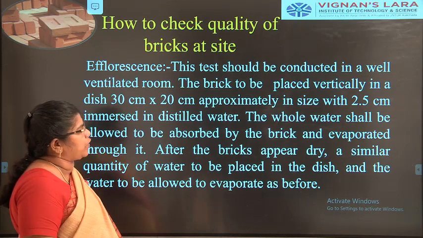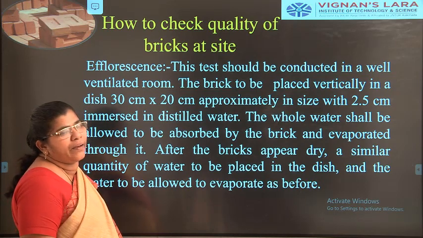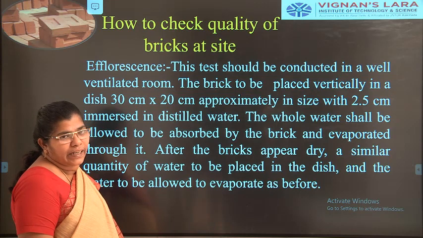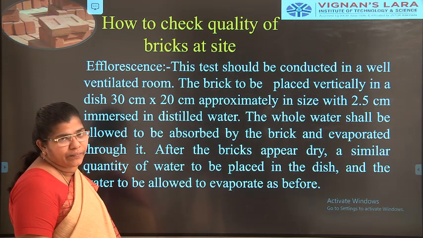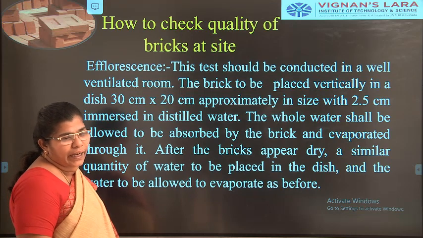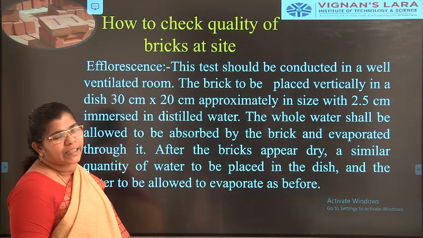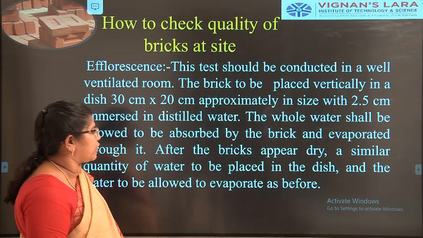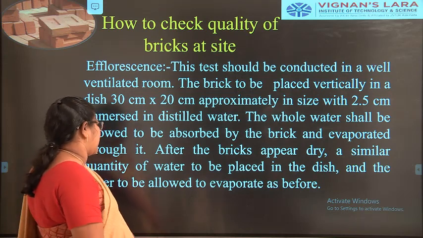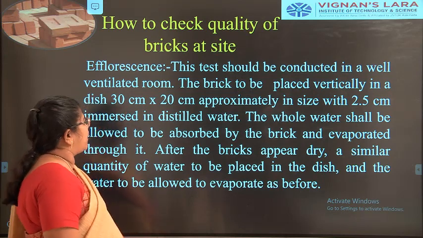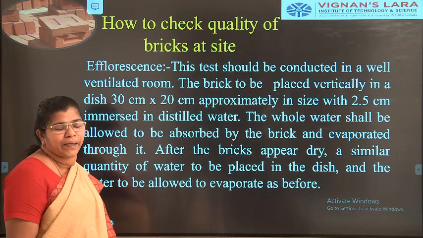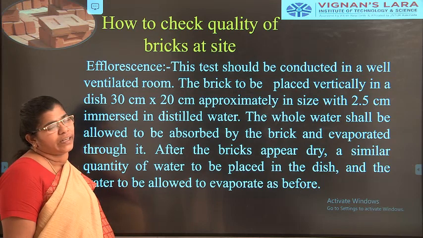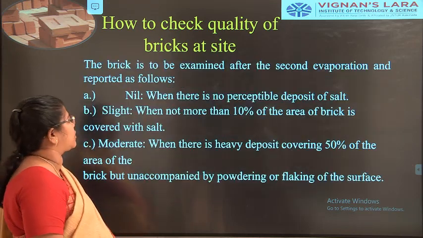I told you now, efflorescence. When the brick is in water, the calcium silicate or the calcium surface, the lime in the bricks, if it is not correctly burnt, will react with water and form white patches on the surface. That we call efflorescence. And this type of brick will already have undergone some chemical changes and it does not have good strength.